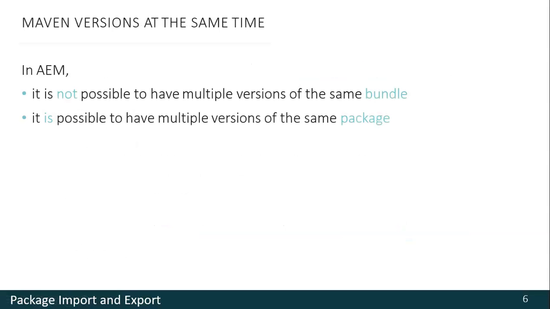So let me repeat that. In AEM, it is not possible to have multiple versions of the same bundle, but it is possible to have multiple versions of the same package. Now, let's demonstrate this concept. Let's demonstrate that two versions of the same class can coexist in the same OSGi environment. Both versions can be visible to the other bundles, and both versions can be invoked by other bundles. You probably do not have to do that in a production AEM project. Just see that it is possible and can be easily done.